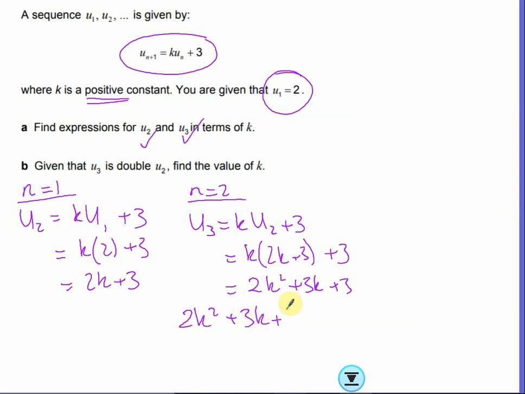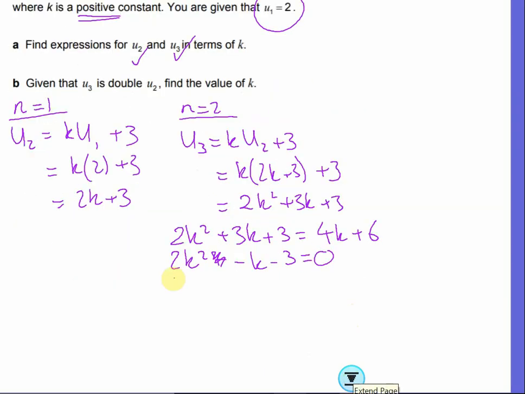So the third term is twice this, so I'm just going to times this by 2. So we've got 4k plus 6. I've got a quadratic, I'm asked to solve, so I put everything on one side. Oh, a bit hasty with that plus there, so minus a k and then minus a 3.